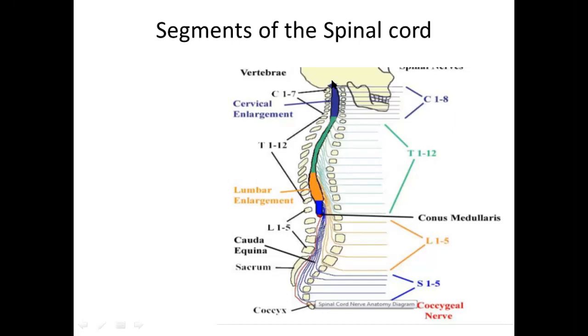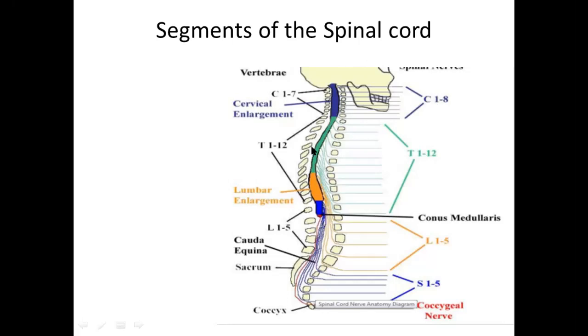So in the cervical region, or in the neck, the spinal cord contains eight segments. The spinal cord segments from C1 to C8 lie in the neck region. Note that the number of cervical vertebrae is seven, but the spinal cord segments in the neck region are eight. Eight spinal cord segments and eight pairs of spinal nerves.